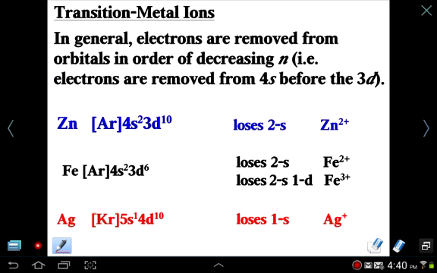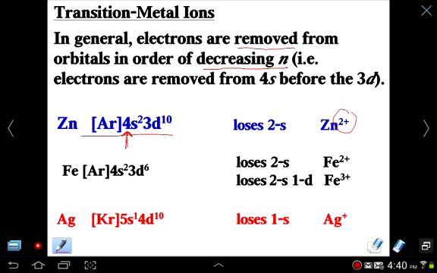And what this says, this is essentially a reiteration of it, but whenever electrons are removed or lost, we always remove them in the order of decreasing n, which means from the highest energy level first. So if you take a look at zinc's configuration, zinc will form a +2 charge. So what we'll do is lose the highest, the 4s electrons. This is the highest energy level.